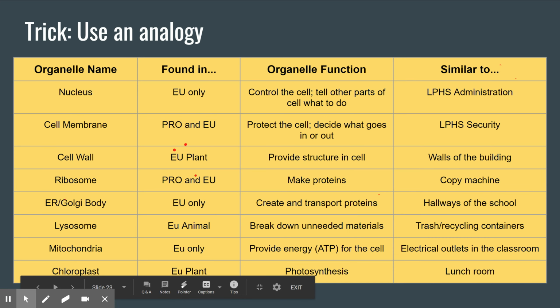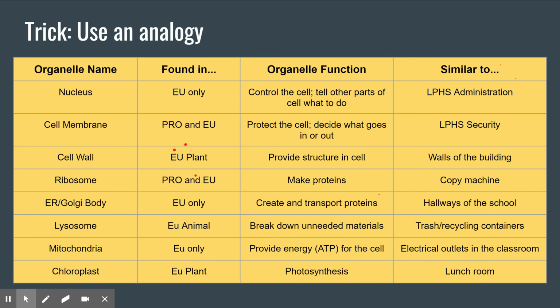Just a couple slides left, just a quick little trick for you. This is something we'll talk about more on Thursday and Friday. A trick that I like to use to remember what an organelle is responsible for is to use something called an analogy. An analogy is comparing something that the organelle does to something that's more relatable. So for example, I made this table to show how I do that.